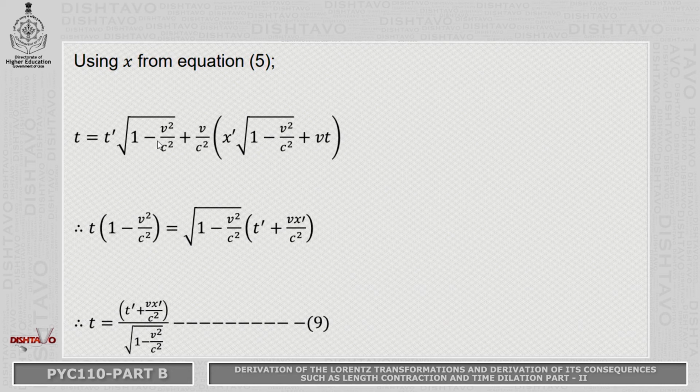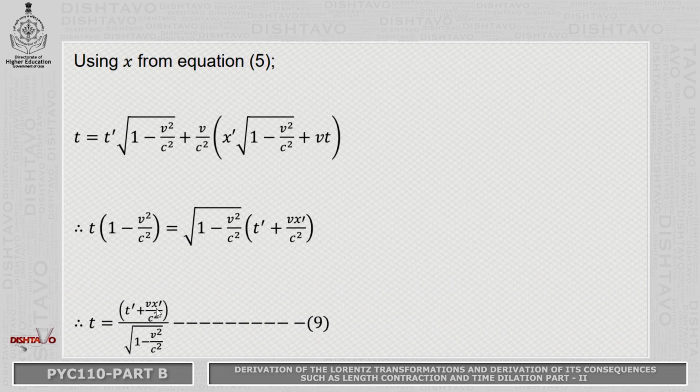The square root of 1 minus v square by c square is taken out, and we get in the bracket t dash plus vx dash by c square. Therefore, on dividing this bracket onto the right hand side, we get t as t dash plus vx dash by c square times square root of 1 minus v square by c square divided by 1 minus v square by c square. That 1 minus v square by c square is the product of two square roots, and we can cancel one of the square roots from the numerator and the denominator, and we get t as t dash plus vx dash by c square divided by square root of 1 minus v square by c square. We call that equation number 9.